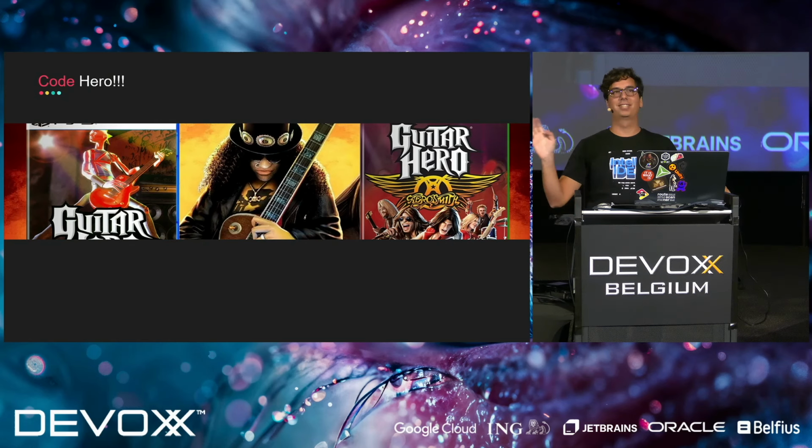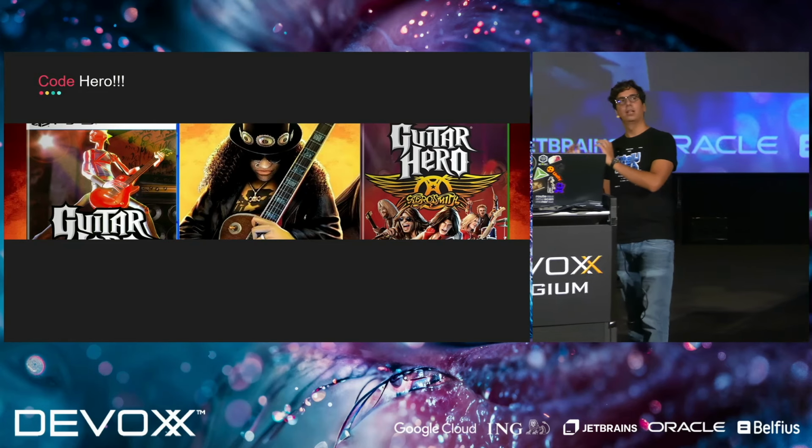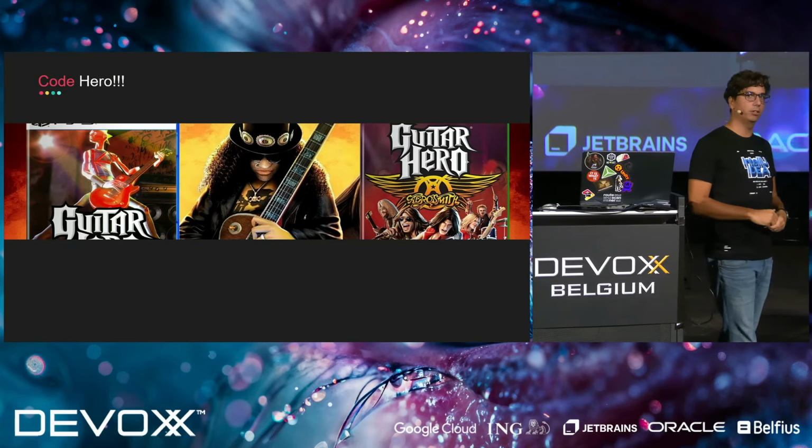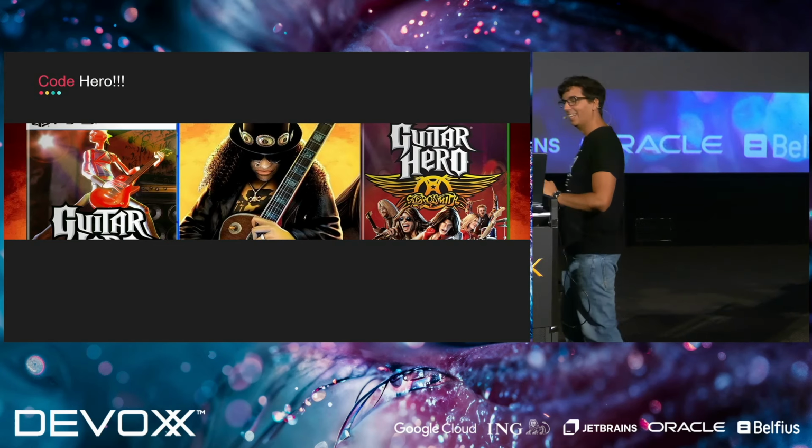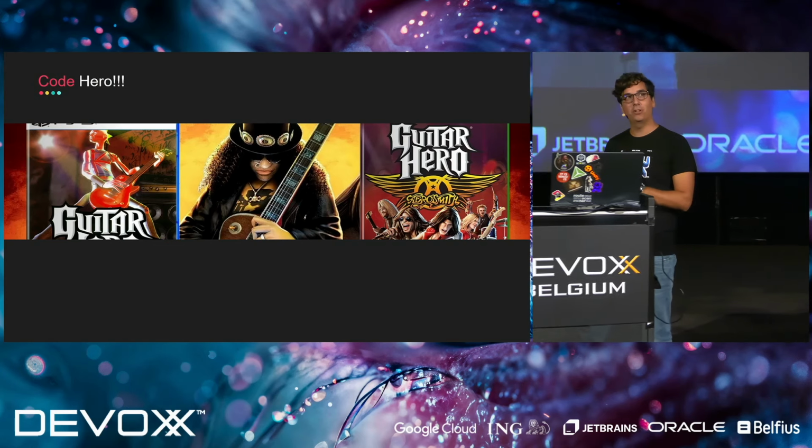So we're going to try to make Code Hero. That means that every single time that you try to copy-paste something in your code base, we'll be grabbing that piece of text, and you need to type the text letter for letter on the rhythm of the music. So you can prove you're a real code rock star.